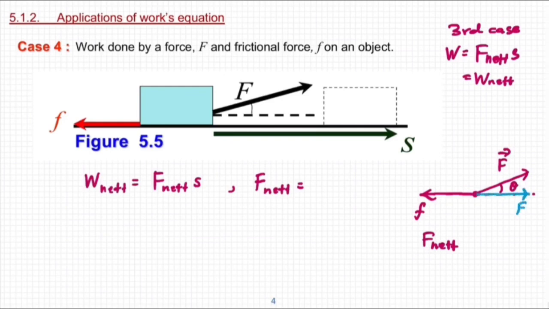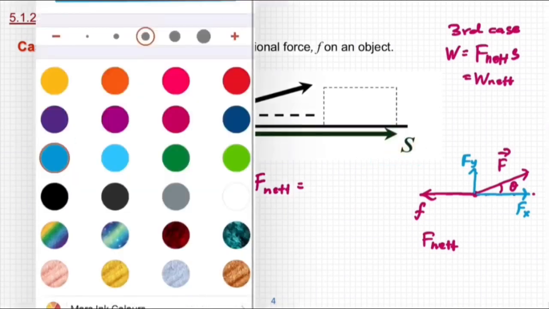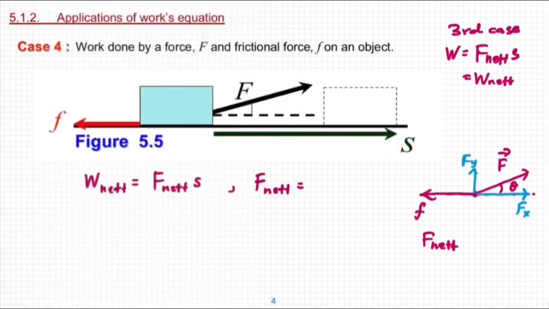Since F has an angle to the horizontal, we can resolve it into Fx and Fy. So now we want to find F net, but how? Okay, first of all, you have to look at the displacement. As we can see, the displacement is in the horizontal component, or the x component. So what is causing the object to move is basically the net force in the x component. So to find F net, we just have to look at the forces in the x component.